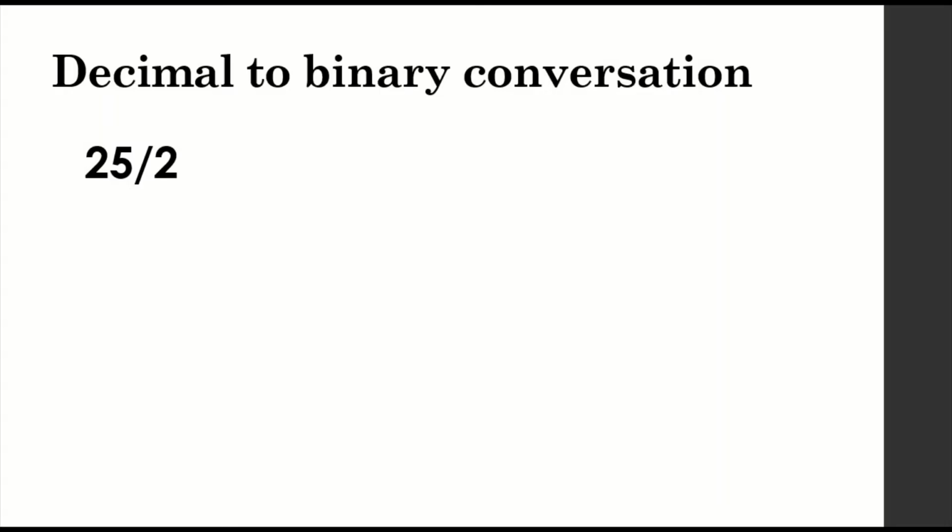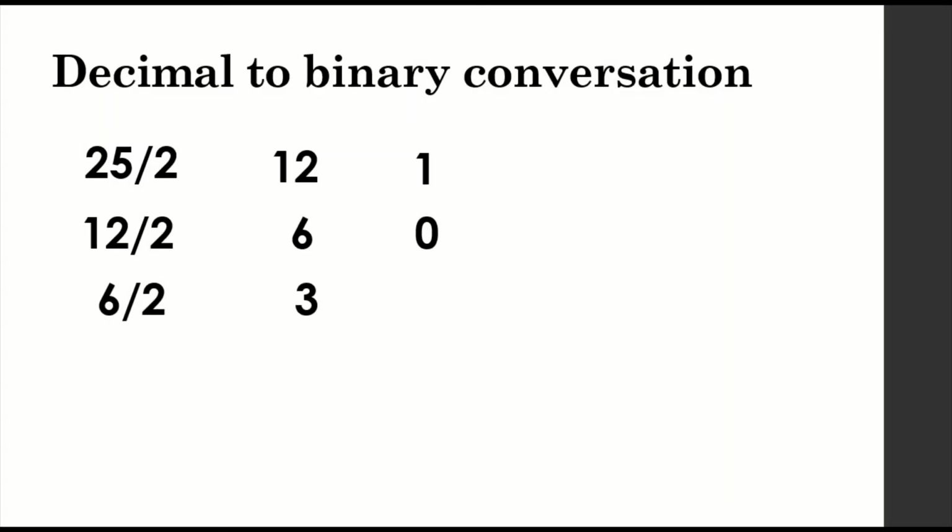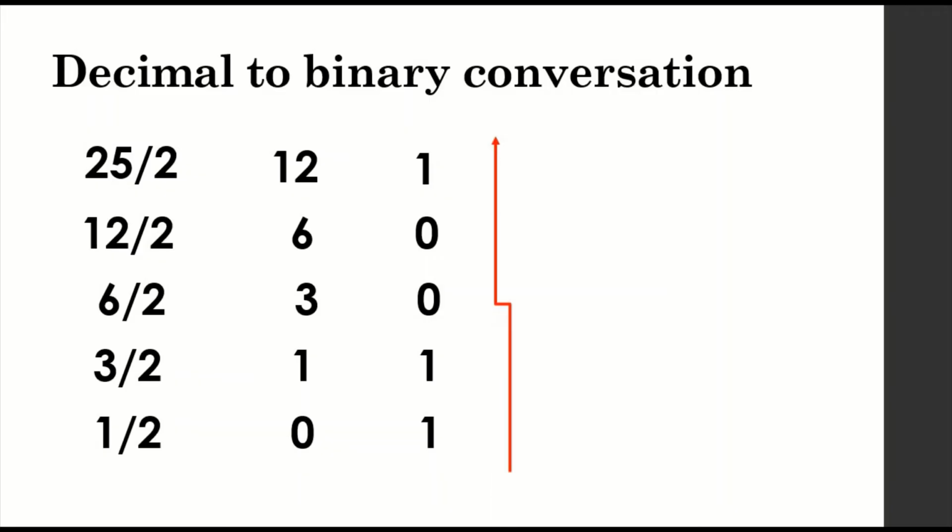So we start by dividing 25 by 2. It is 12, and it remains 1. 12 divided by 2, it is 6, and it remains 0. 6 divided by 2, it is 3, and it remains 0. 3 divided by 2, it is 1, and it remains 1. Then 1 divided by 2, it is 0, and it remains 1. So as the quotient is now 0, we stop the division. Then we record the remainders from the bottom to the top, from the least significant bit to the most significant bit.